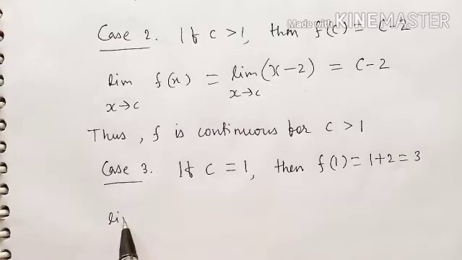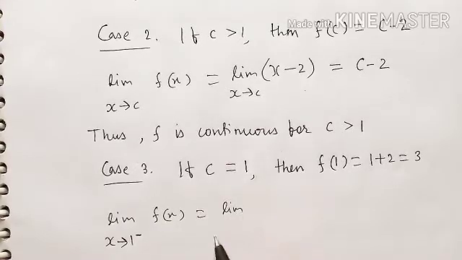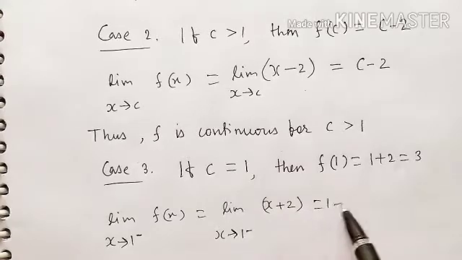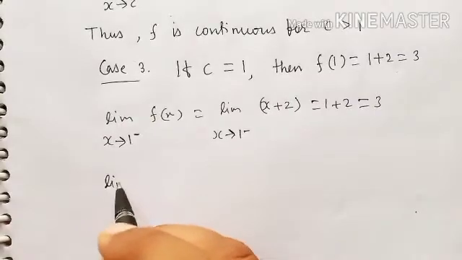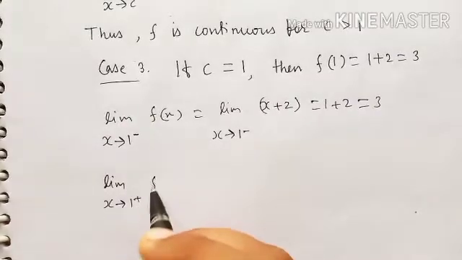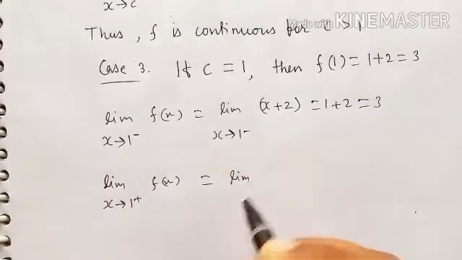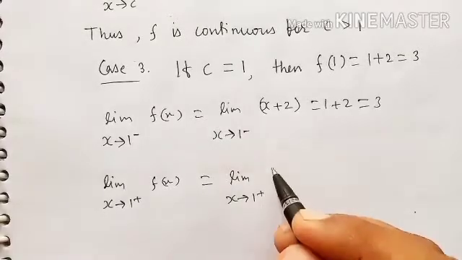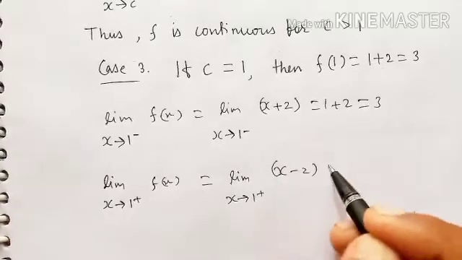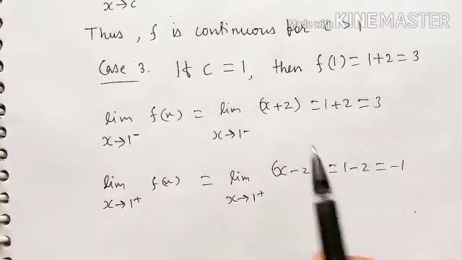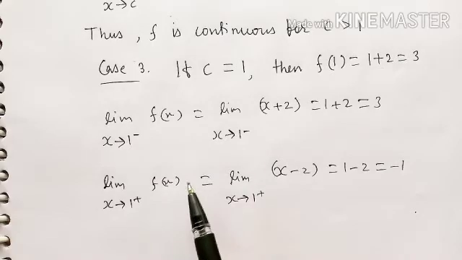So limit x tends to 1 minus of f(x) is limit x tends to 1 minus of x + 2, 1 + 2, this is 3. Now the right hand limit, x tends to 1 plus of f(x). For values greater than 1, f(x) is x - 2. So 1 - 2, this is minus 1. We see here the left hand limit and right hand limit are not equal.